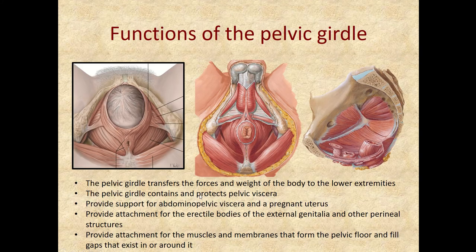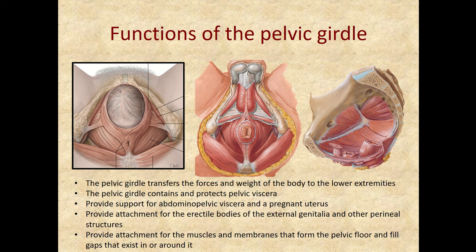All right, the functions of the pelvic girdle. So I alluded to some of these if you came to class today, but generally speaking, the pelvic girdle from an anatomic standpoint is going to transfer the forces and the weight from the body above the pelvis. So the spine is going to carry a lot of the body weight down and articulate with the sacrum and also articulate with these coxal or hip bones.